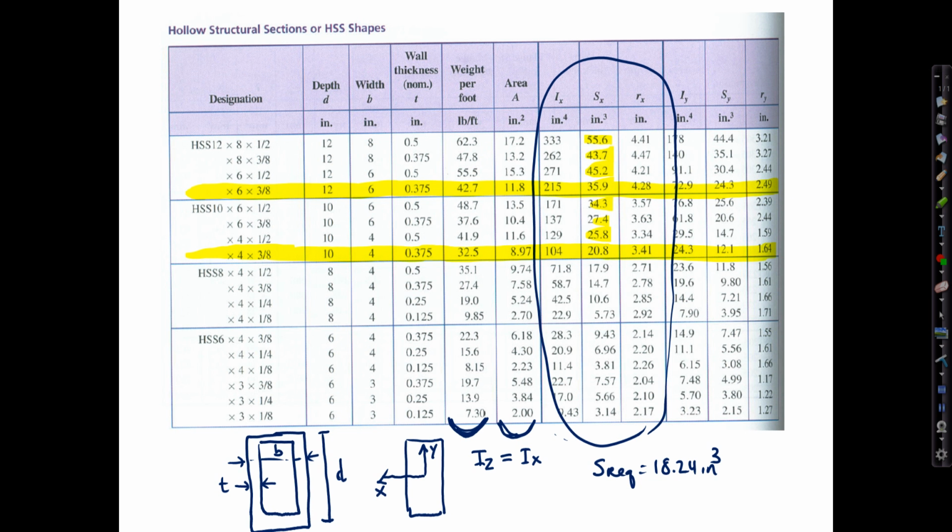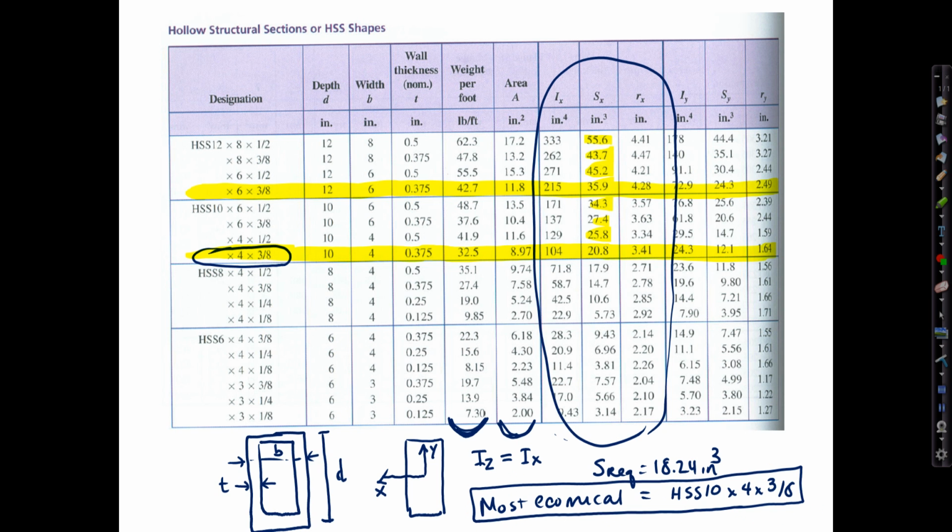And perhaps you can already see for yourself which one is the overall most economical section. It should be the one that's the lightest, has the lowest weight in pounds per foot, and the lowest area, and that would be the HSS 10 by 4 by 3/8. So most economical equals HSS 10 by 4 by 3/8, and that's the best answer for this problem according to the criteria that we're given.